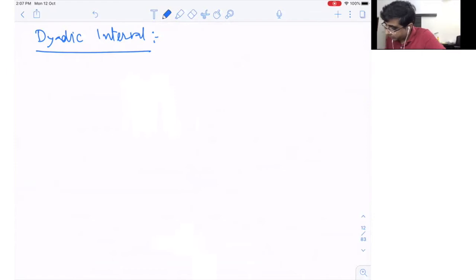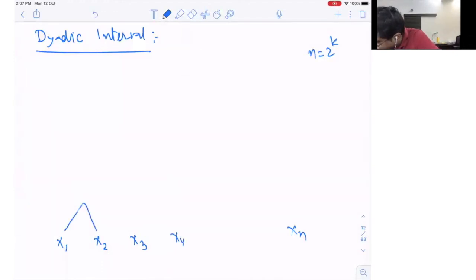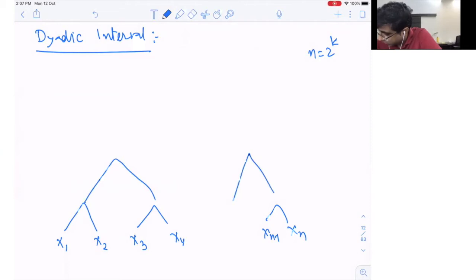Suppose we have x1, x2, x3, up to xn. These are my elements, and let's assume that n is some 2 to the power k, otherwise you can pad. So you make a binary tree: x3, x4, and so on, up to xn minus 1, xn. You make this binary tree, and then the next level, and so on and so forth.